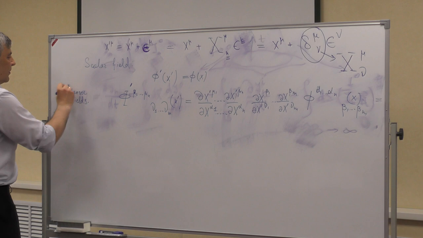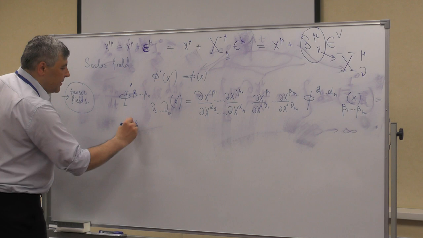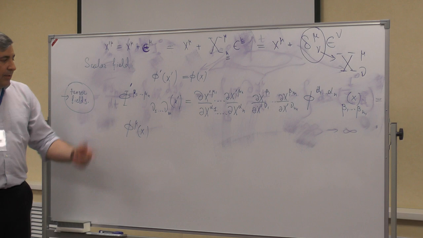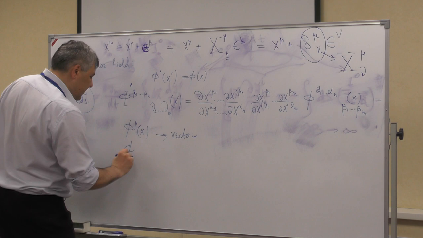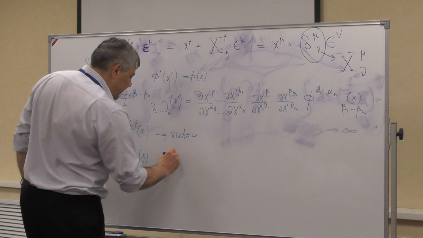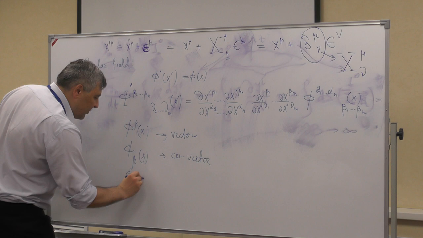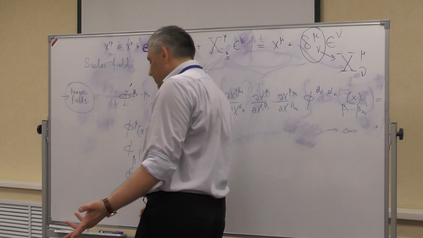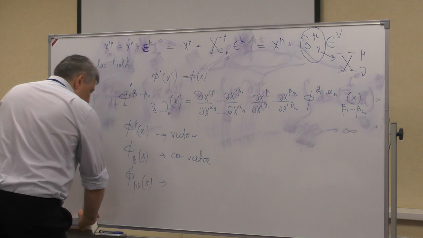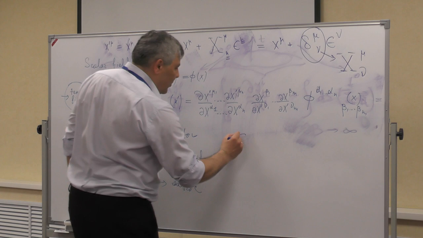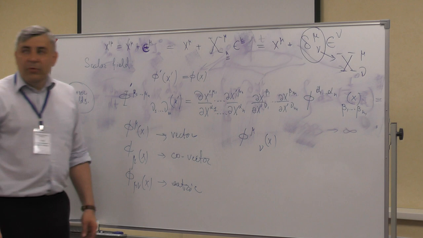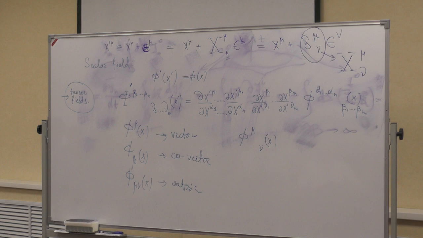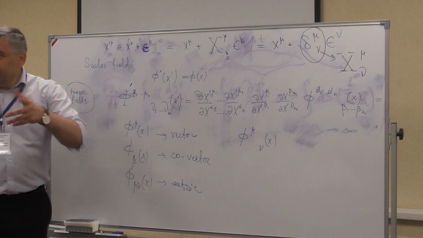An object with one index up, like phi mu of x, transforming in this way is called a vector. And the object with one index down is called a covector. An object with two indices down and symmetric in mu and nu is a symmetric tensor of the second rank. It has the same transformation law as, for instance, the metric of space-time. And maybe you also know the transformation law for an object with one index up and one index down, like vector and covector together, a linear operator. Transformation law for a linear operator.